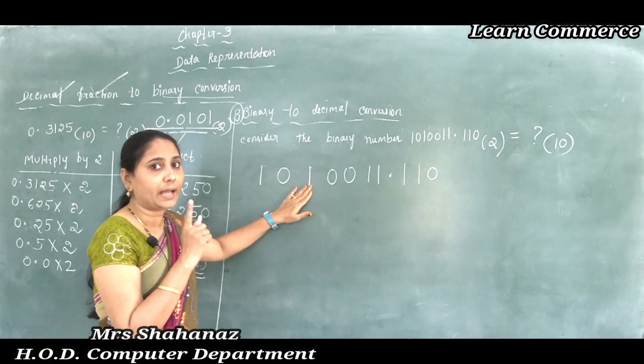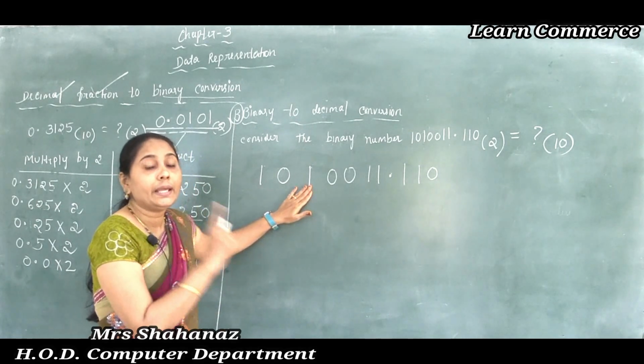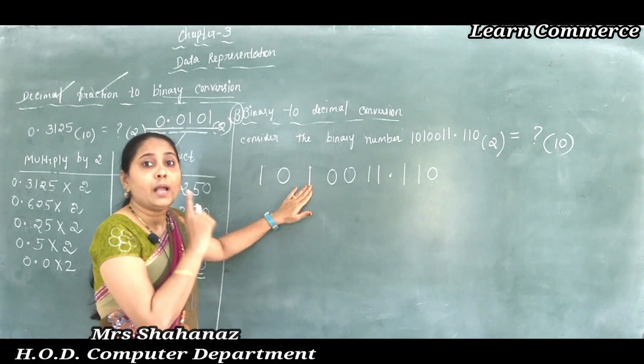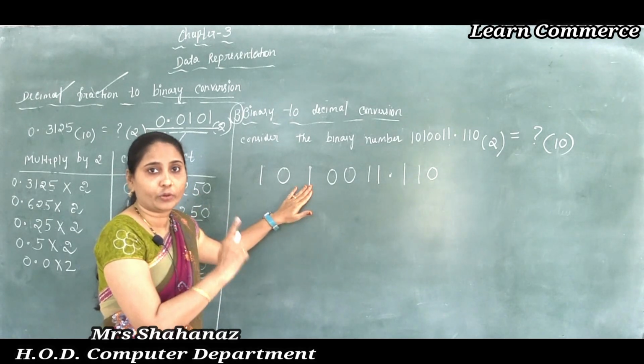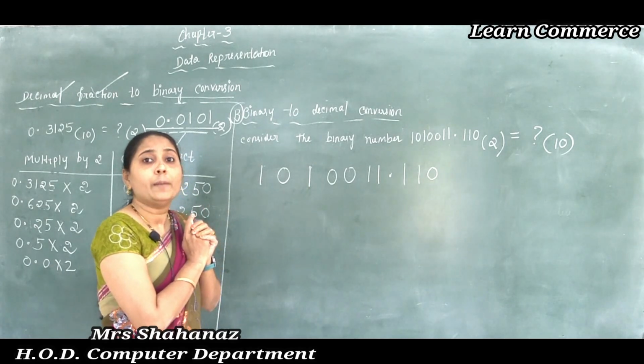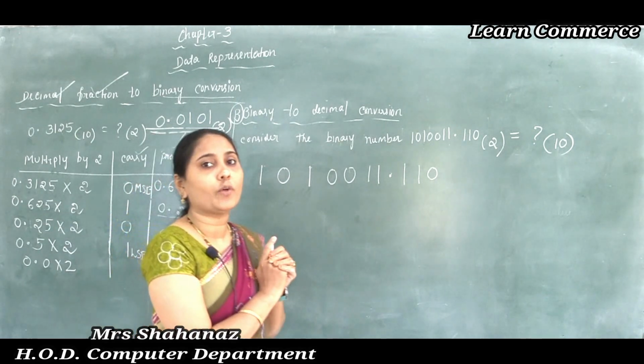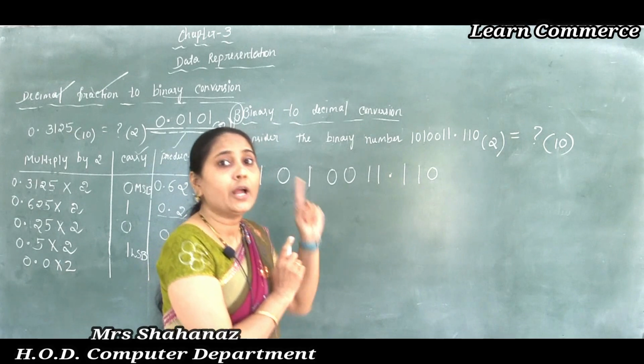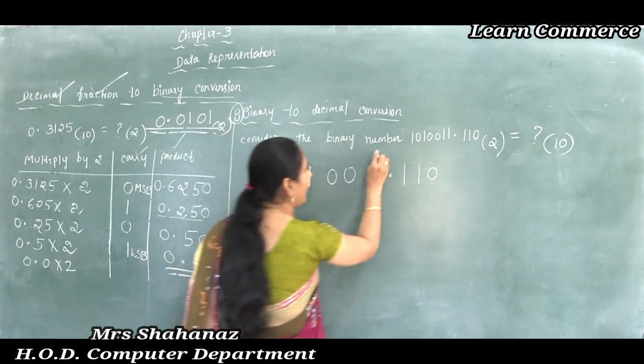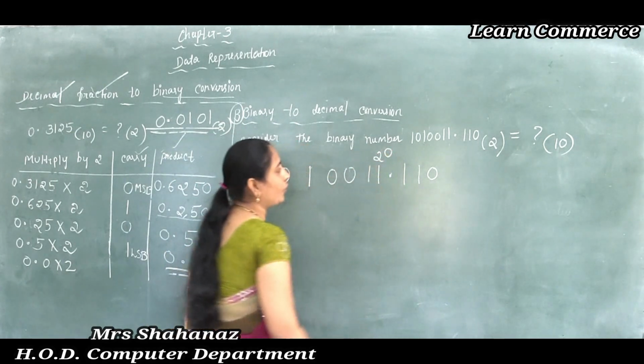So now we are going to convert, step 1. What's step 1? Multiply each bit of the binary number by its positional weight. Okay, what is the positional value of the binary number system? The positional value of the binary number system is 2. Correct no? So here we need to write 2 to the power of 0.